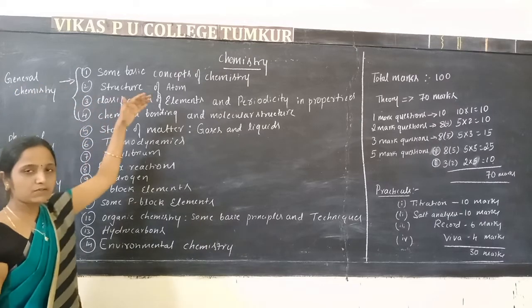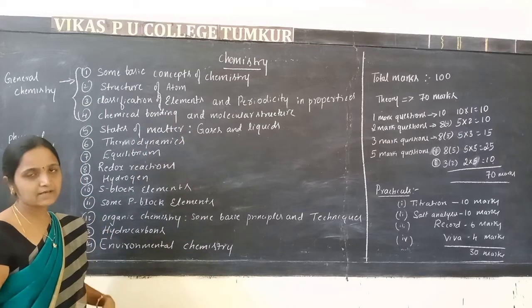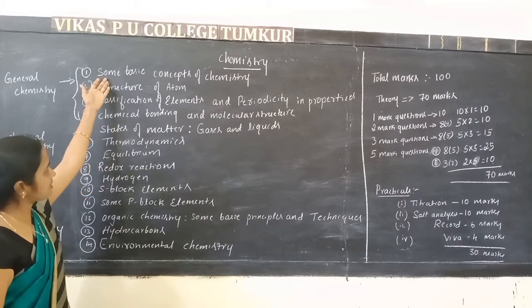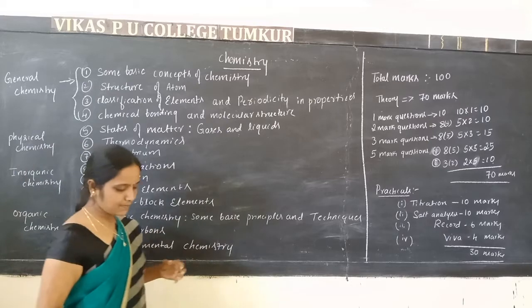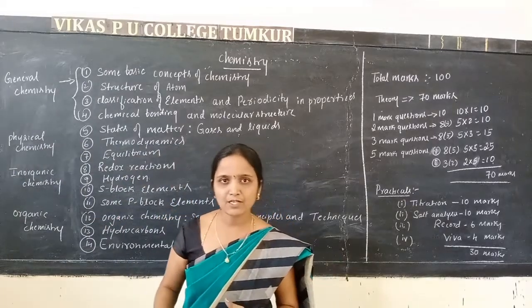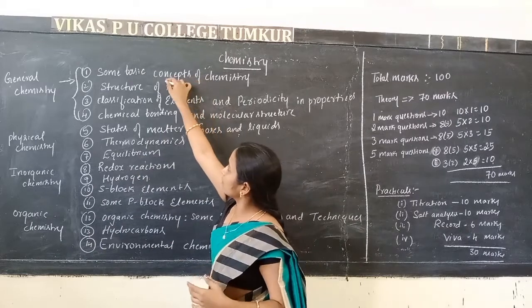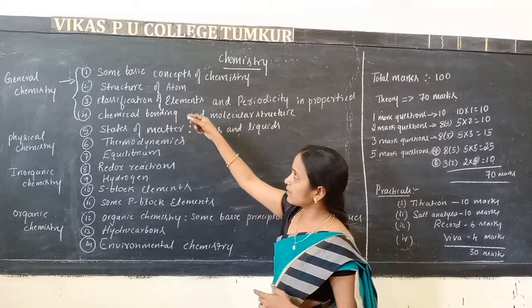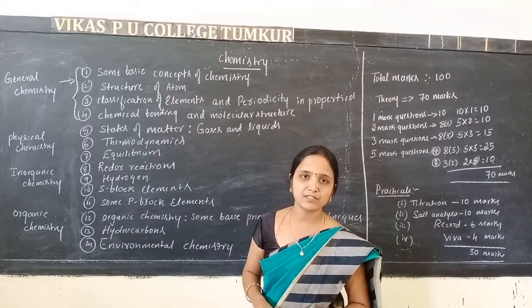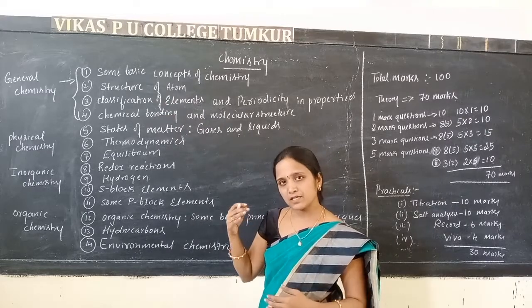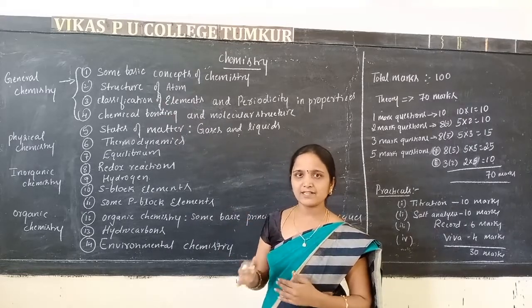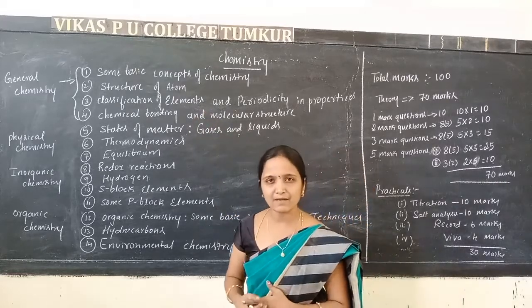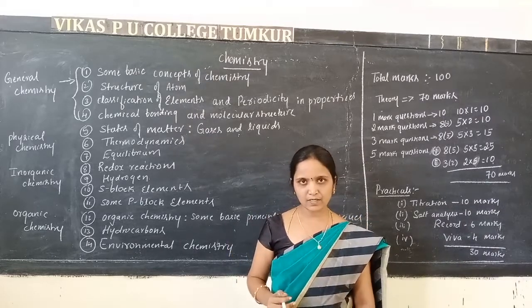What you have already studied in the lower classes, we are going to study in these units. Some basic concepts of chemistry are discussed in the first chapter. Then proton and electron are discussed in the second unit, which you have already studied in the lower classes, a little bit extended. Then classification of elements and periodicity, the periodic table, which you also studied in the lower classes.